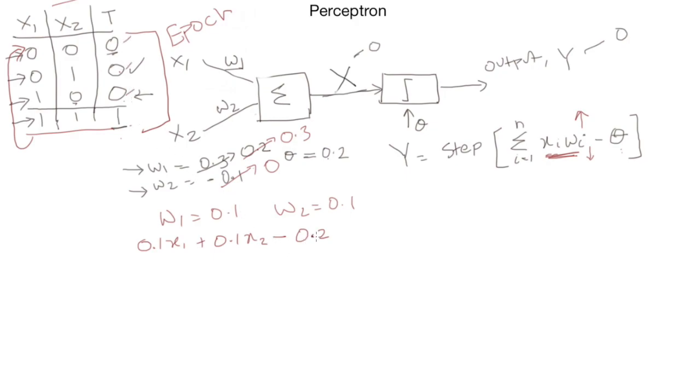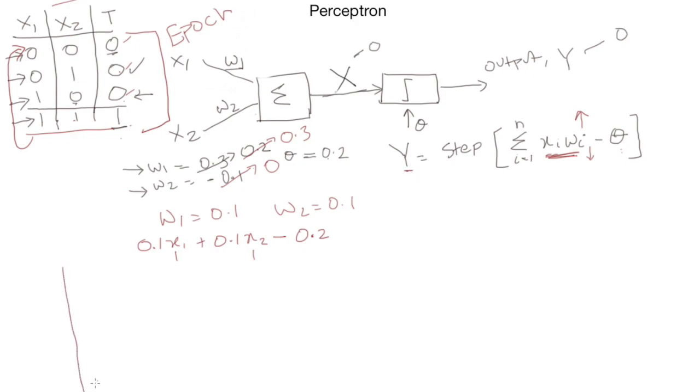the output will be less than 0. So therefore, the activation function yields a 0. And only in the last case, when you have x1 and x2 set to 1, then this is going to be 0.2 minus 0.2, which is 0. So we just meet the threshold of 0, and that's when the activation function produces a 1.